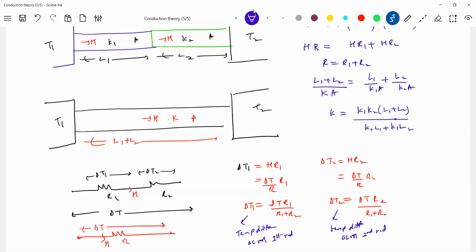Okay, when they're in series, there's a method. So in series, what will happen? The same heat current will flow across each rod.